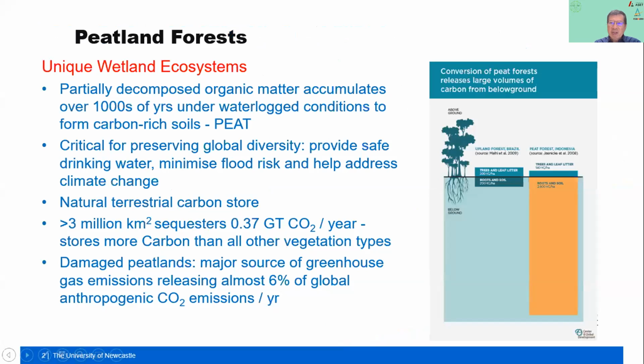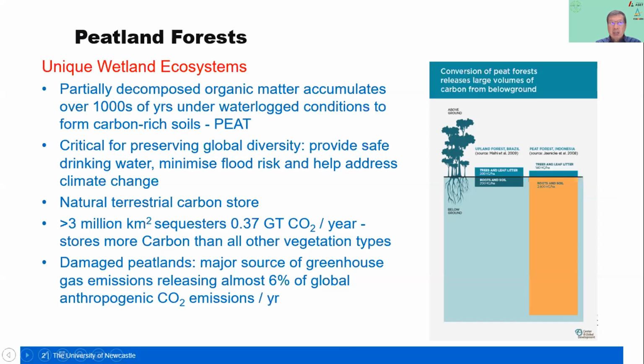As you know, peatland forests are a unique wetland ecosystem. It's partially decomposed organic matter that accumulates over thousands of years under waterlogged conditions to form carbon-rich soils called peat, P-E-A-T. So it's critical for preserving global biodiversity. It provides safe drinking water, minimizes flood risk, and helps address climate change.